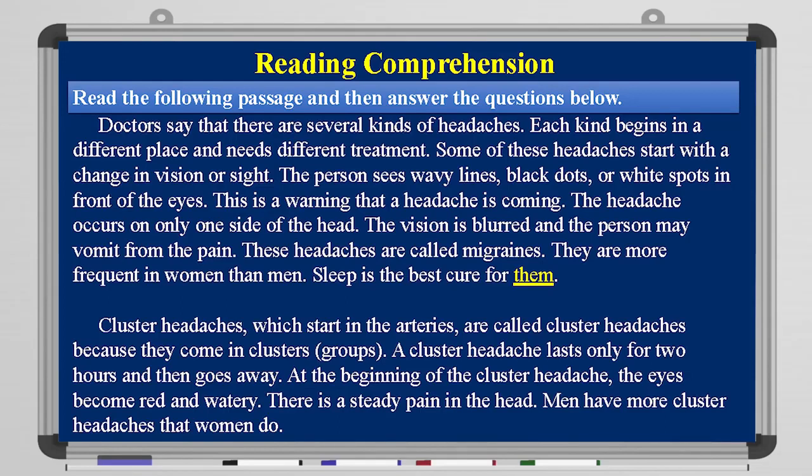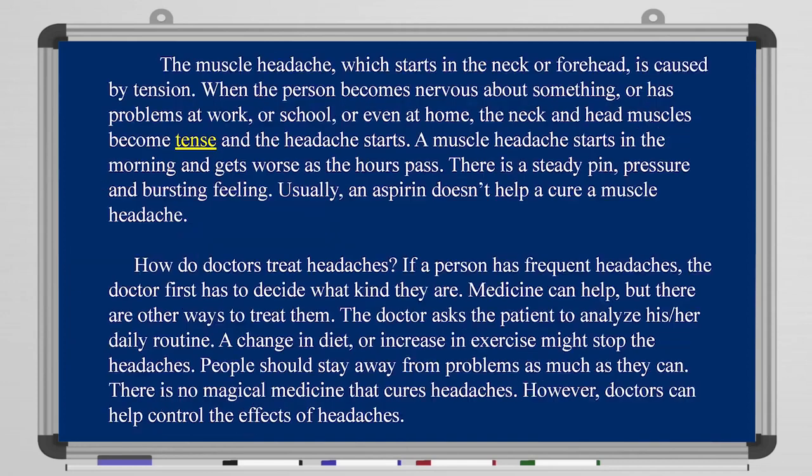Cluster headaches, which start in the arteries, are called cluster headaches because they come in clusters. Clusters means groups. A cluster headache lasts only for 2 hours and then goes away. At the beginning of the cluster headache, the eyes become red and watery. There is a steady pain in the head. Men have more cluster headaches than women do.